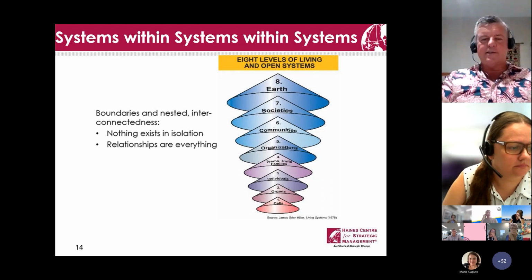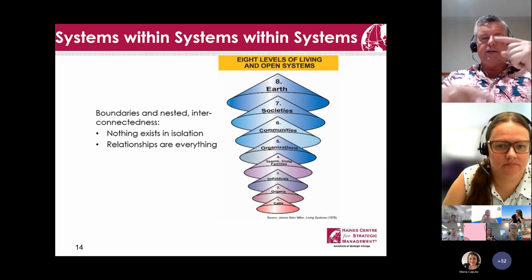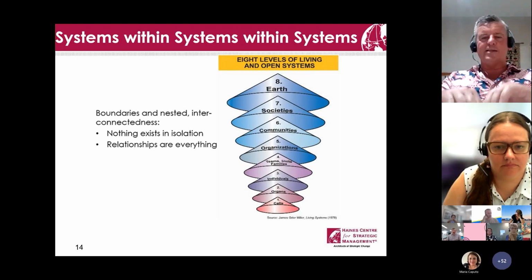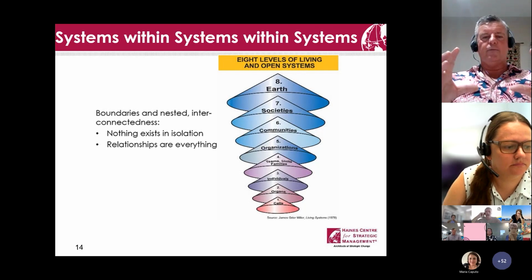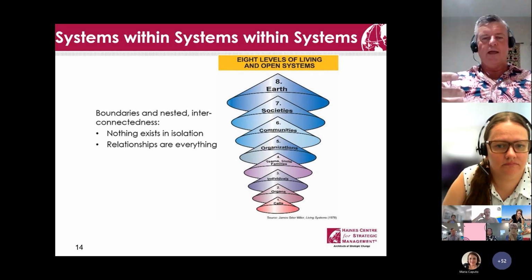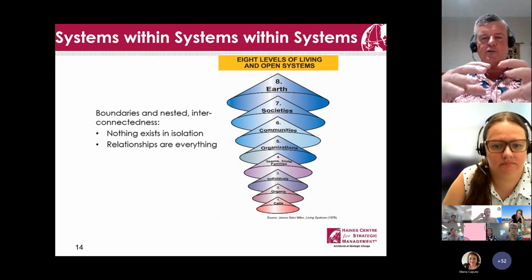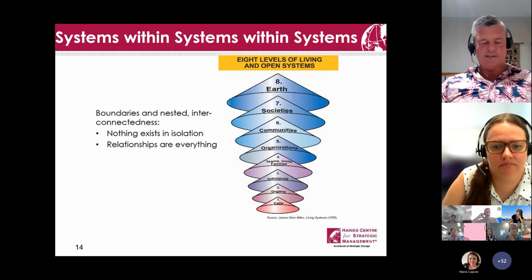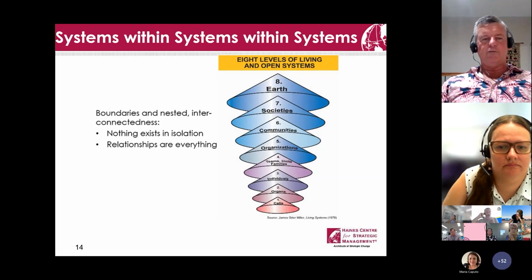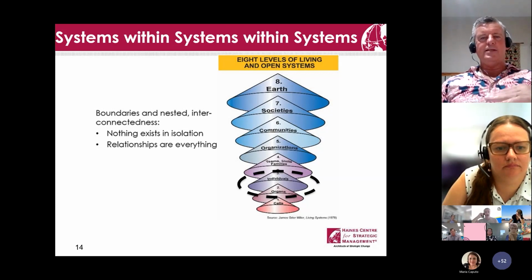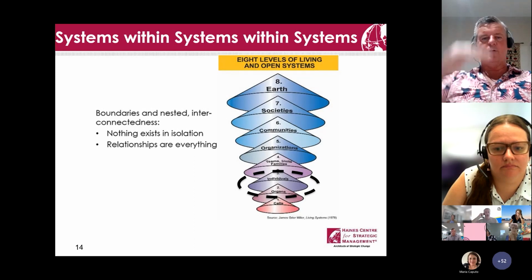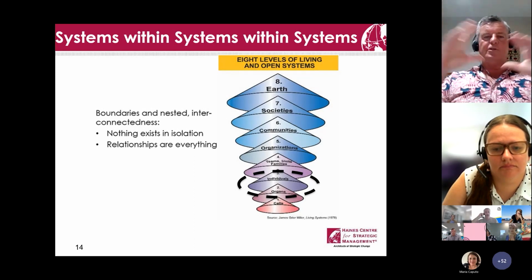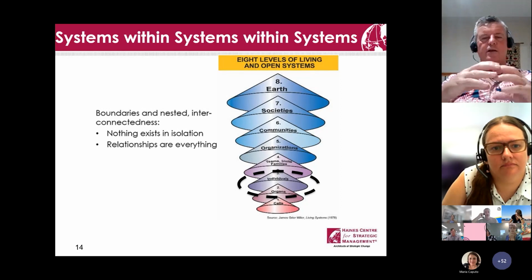And that's where you start to see those non-linear feedback loop effects starting to affect the operation of a system and the way the parts work together. And that's where the complexity of human systems starts to come into play. To give you an illustration, these are the 8 levels of living open systems. You can see it starts right down the bottom with the cellular level, all the way up to level 8, which is the earth, and the different layers or expanding systems levels in between.